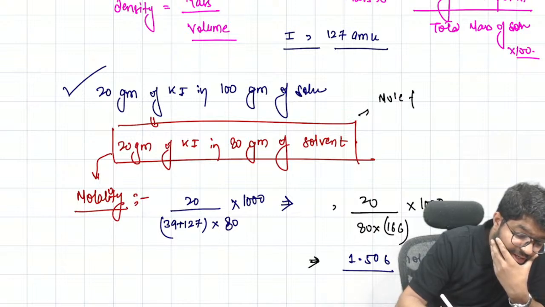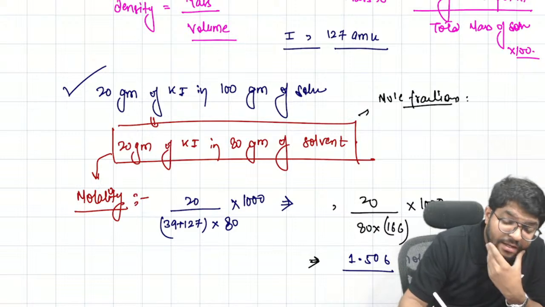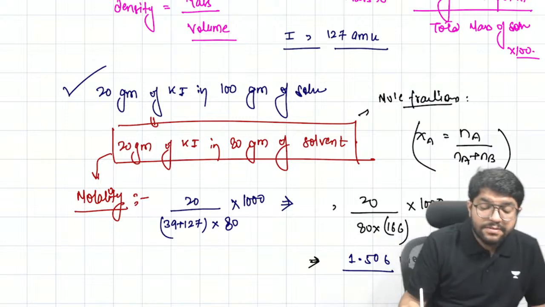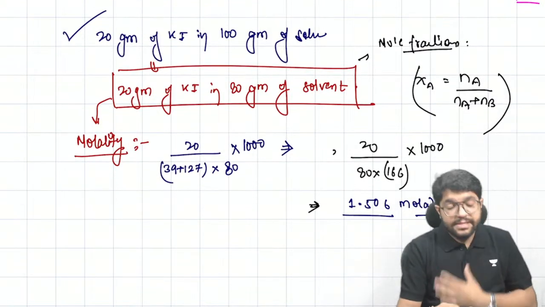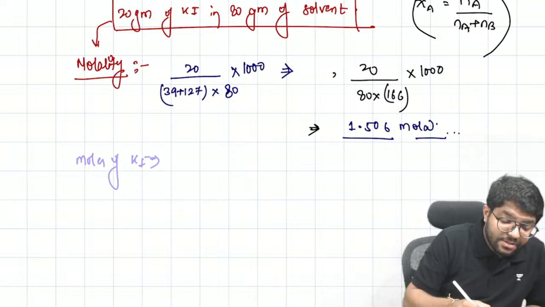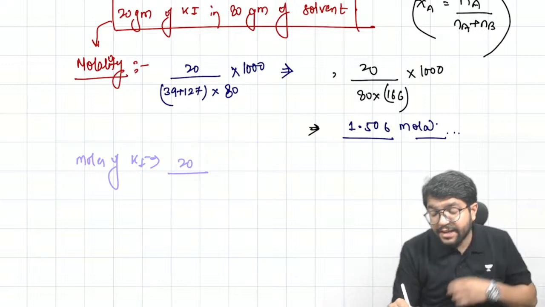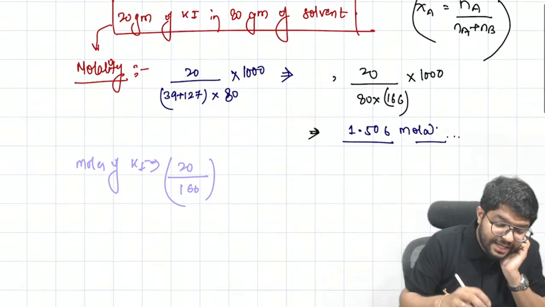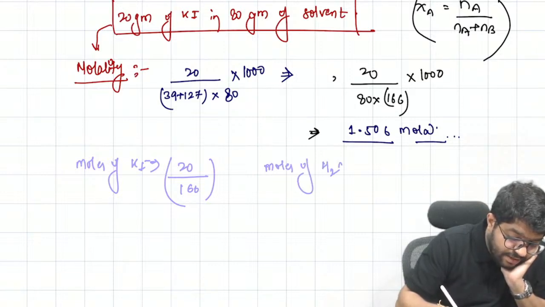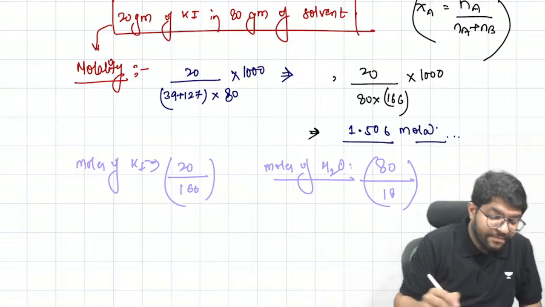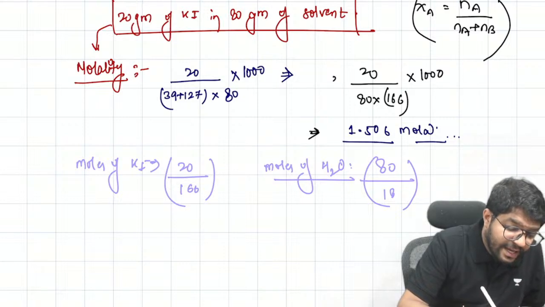What is your mole fraction? Your mole fraction is Na upon Na plus Nb. Already you have taken the moles of KI. Moles of KI is 20 upon 127 plus 39, which is 166. And then the second one is moles of water, which is 80 divided by 18. Moles of KI and then moles of H2O.